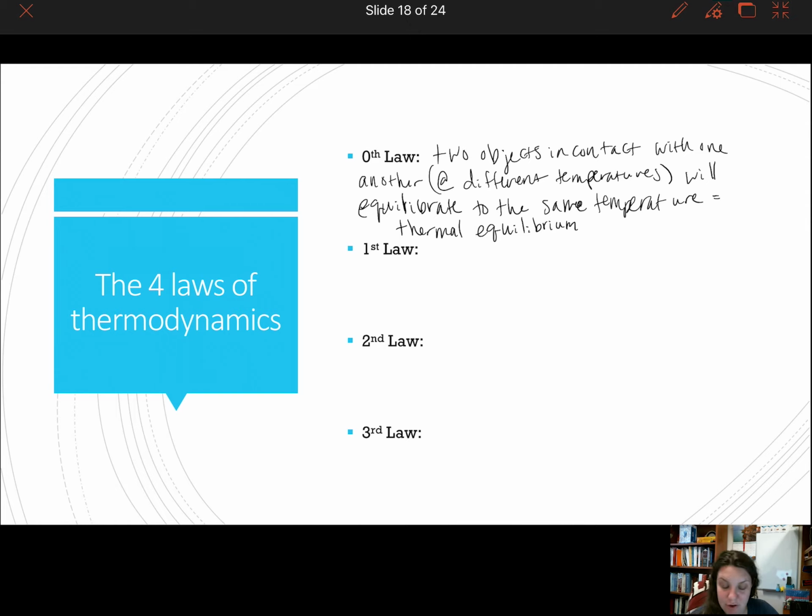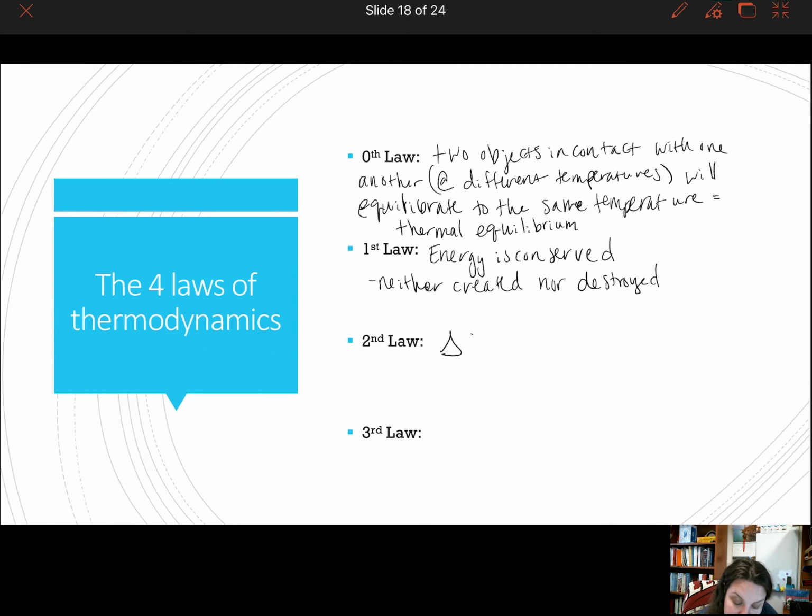Okay, our first law, which we looked at already, is energy is always conserved. So it is neither created nor destroyed. Our second law, our delta S for our universe, is greater than 0 for a spontaneous process.